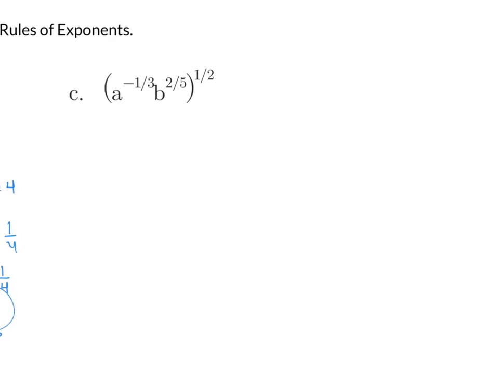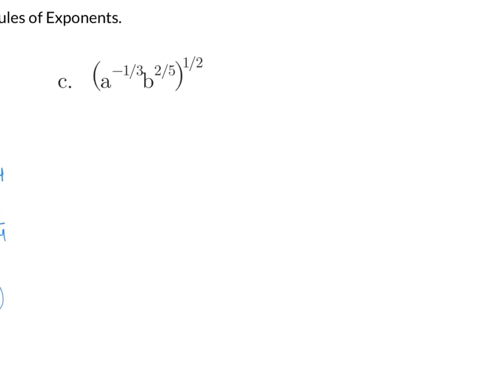All right, last example. We have a to the negative 1/3 times b to the 2/5. All of that raised to the 1/2. So remember, on this one, we're going to distribute our exponent, and I want to multiply each one of these by 1/2. So if we look at the first one, I want to do a to the negative 1/3 times 1/2. Remember, when we multiply exponents, we cancel and multiply straight across, so I get a to the negative 1/6.